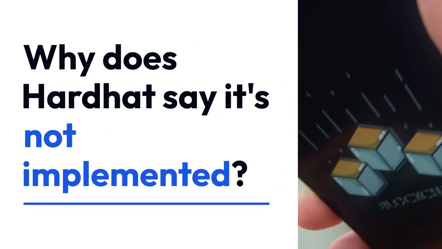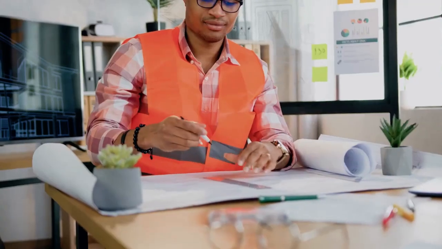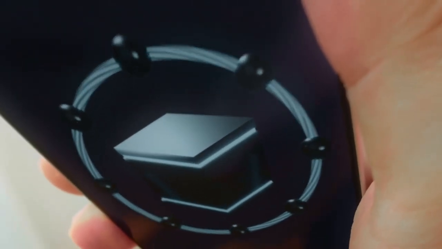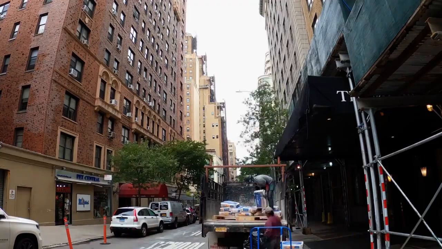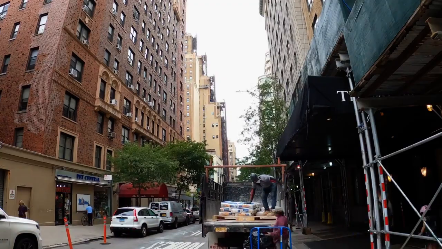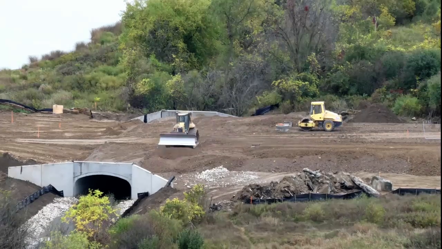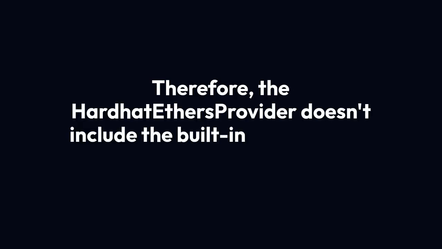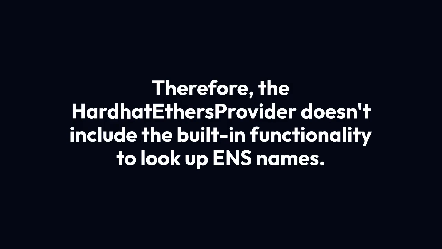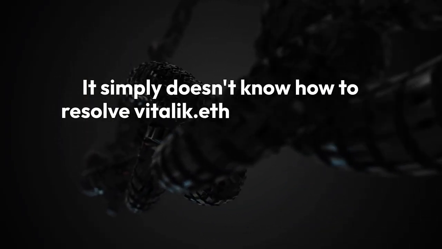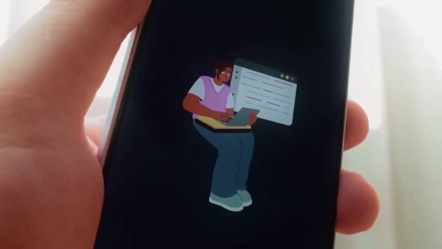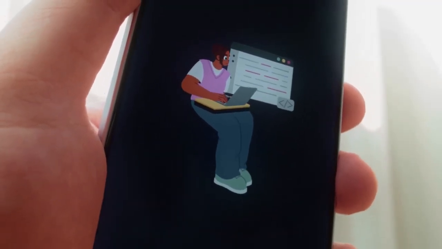Now, why does Hardhat say it's not implemented? Hardhat is a powerful development environment. It's designed primarily for local testing and development. When you use Hardhat's default Hardhat Ethers provider, it's running a local, in-memory blockchain. This local blockchain doesn't have a direct connection to the real Ethereum mainnet's ENS system. Therefore, the Hardhat Ethers provider doesn't include the built-in functionality to look up ENS names. It simply doesn't know how to resolve Vitalik.eth because it's not connected to the service that provides that information. Think of it like a standalone calculator that can do math but can't browse the internet.